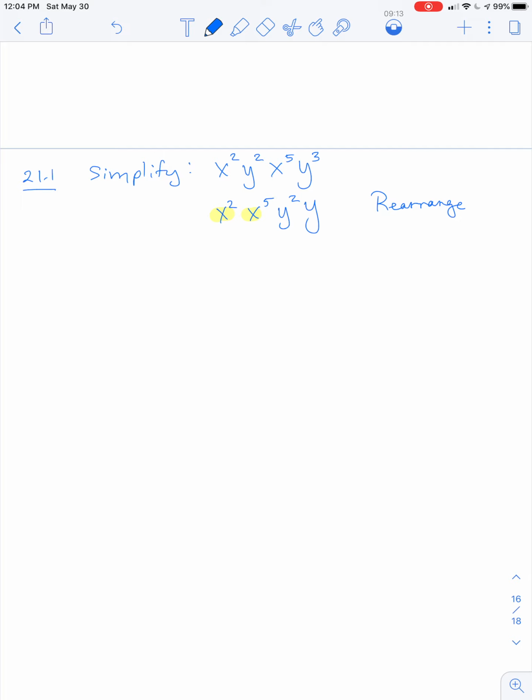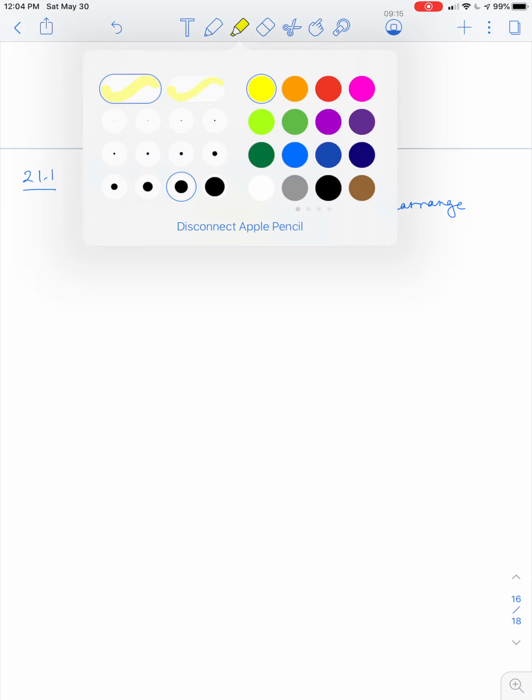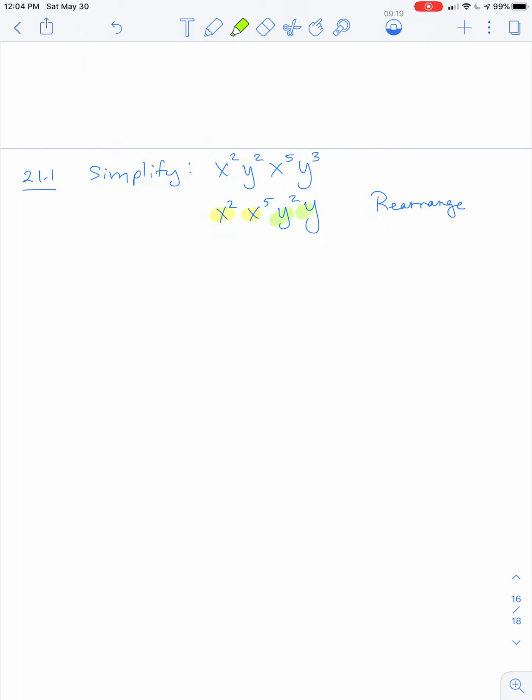And so those are the same base. Let's see if I can change my color. I can. Grab green. And we have our y's that have the same base here. So those two can be put together, and these two can be put together. So our final answer then would be x to the, remember, these are being multiplied, so we add our exponents. And these two are being multiplied, so we add our exponents.